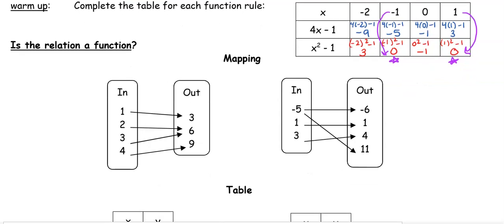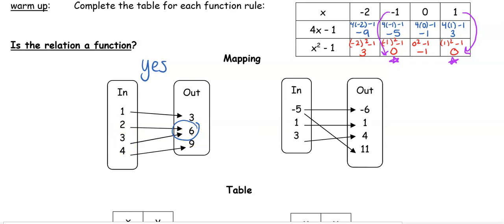So if we look at the mapping of this, when I plug in 1, I get 3. When I plug in 2, I get 6. When I plug in 3, I get 6. When I plug in 4, I get 9. Yes, this is a function because every input is going to have exactly one output. It can be the same output, that's okay, as long as every time you hit 2, you get 6, and every time you hit 3, you get 6.